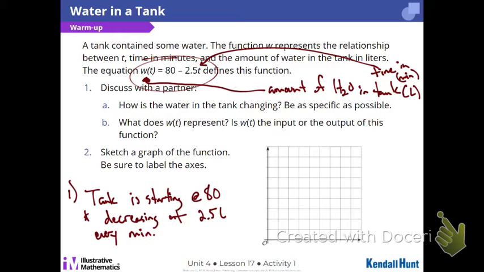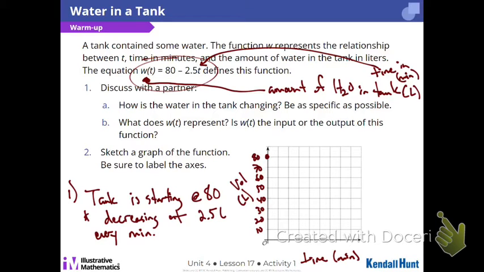So if I'm going to label my X and Y axis, I got time down here in minutes, and I've got volume here in liters. So where am I starting again? At 0 time? 80. I'm starting at 80. So I got a nice y-intercept there.